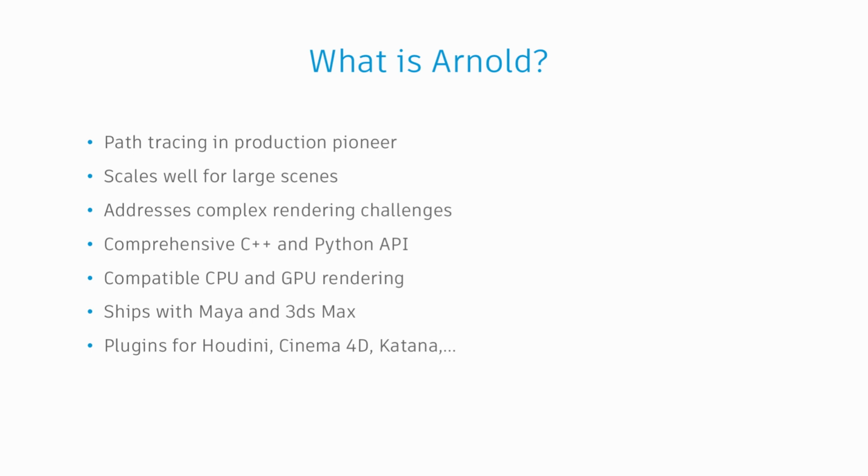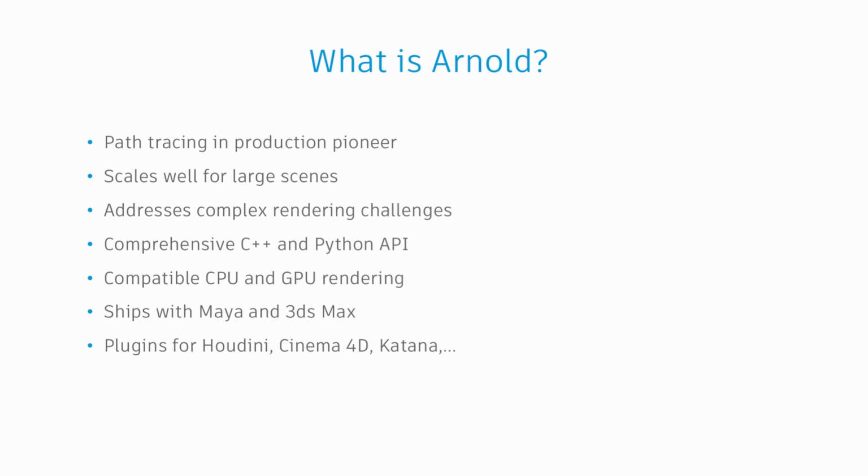If you're not familiar with Arnold, here's a few key points. Arnold was one of the first production path tracers. It scales well for large production scenes and is able to render complex surfaces and materials such as skin, hair, volumes, etc.